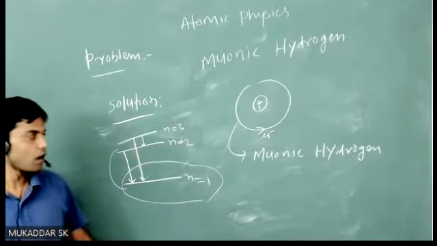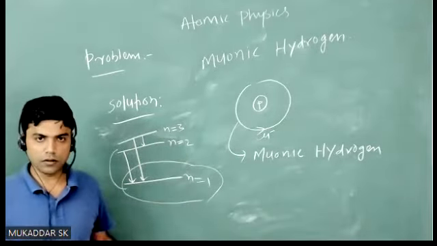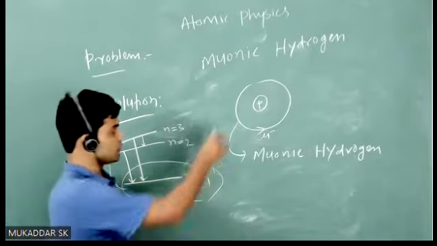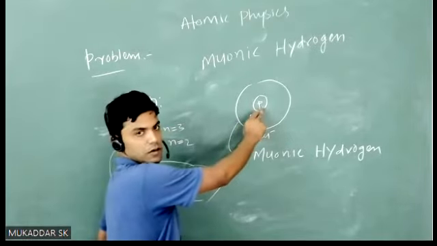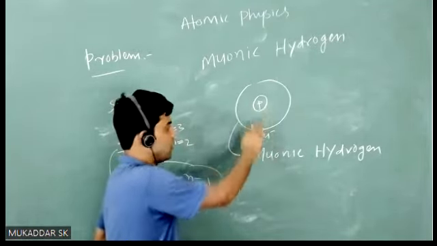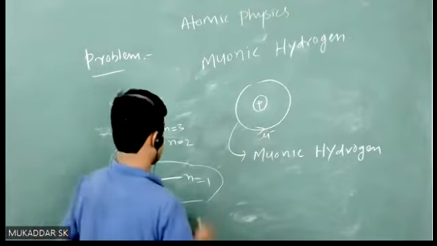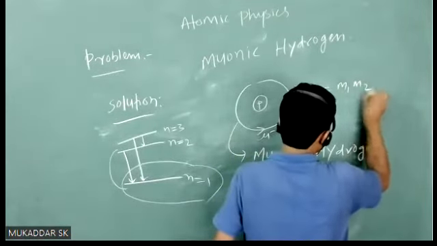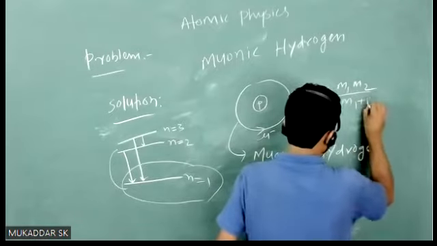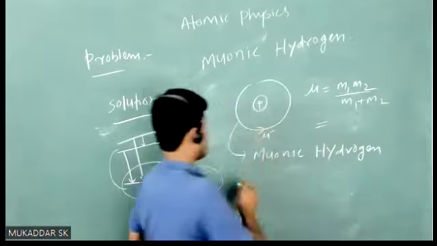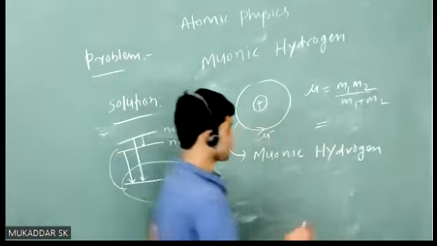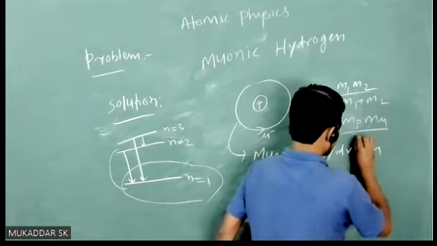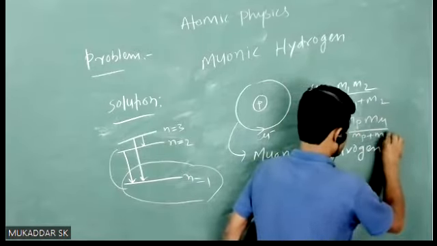Again, you may ask me, what will be the mass of this muon? Because you don't know the mass of muon, how will you proceed? Reduced mass means the mass of this one into the mass of this one divided by the mass of this one plus the mass of this one. If you remember, the reduced mass formula was mu equals m1 m2 divided by m1 plus m2. Here m1 and m2 are the mass of proton and the mass of muon, so you substitute mp into m mu divided by mp plus m mu.